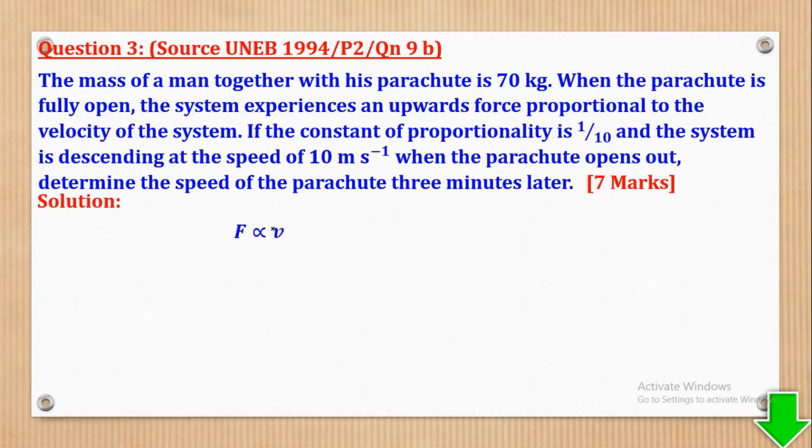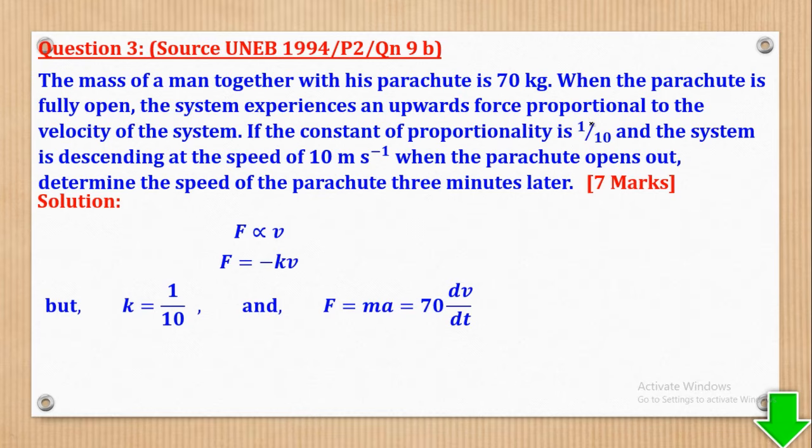So force is proportional to the velocity or the speed. Put a constant of proportionality, which is -k. Now negative because the force is upward, but the parachute is descending, so they're in opposite directions. In the question they told us the constant of proportionality is 1/10, and we also know from Newton's law that F is equal to ma, and this m was given as 70 kilograms here, and this a is the same as dv/dt. So come and substitute for those ones to come up with that line.